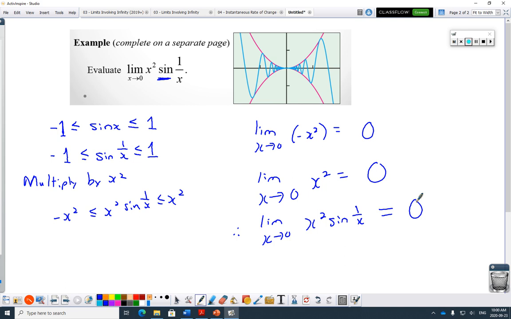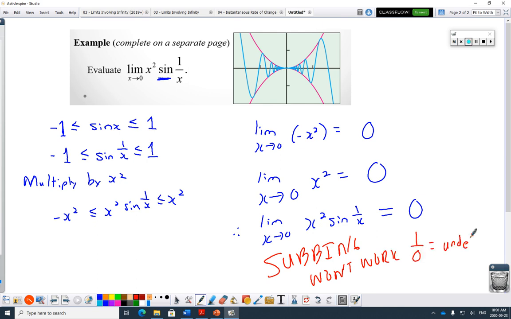Oh, subbing doesn't work. Even though you want it to work, and even though it works out to be the right answer, it didn't have to work out to the right answer. It just happened to be nice here, be nice and friendly, okay? So just a final note in red pen to draw your attention to it. Subbing won't work. 1 over 0 is undefined. Questions about sandwich theorem?